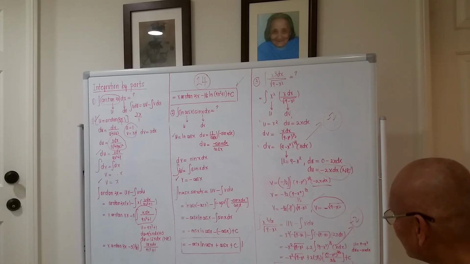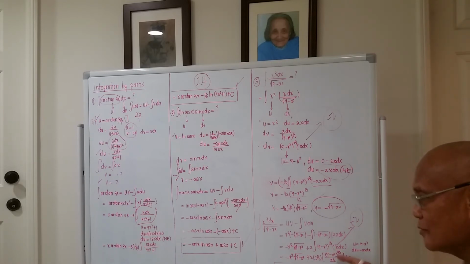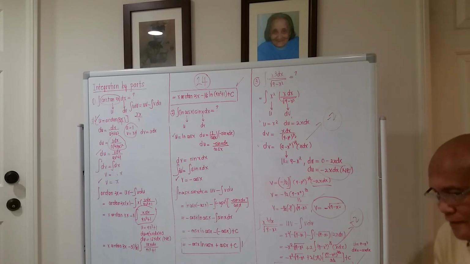2 times 1/2 is 1, right? This is 3/2. We bring it up, we take the reciprocal, so this will be 2/3. It's negative. Negative 2/3, 9 minus x squared raised to the 3/2, plus c. That's the final answer.